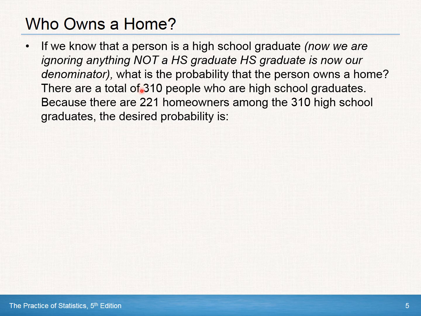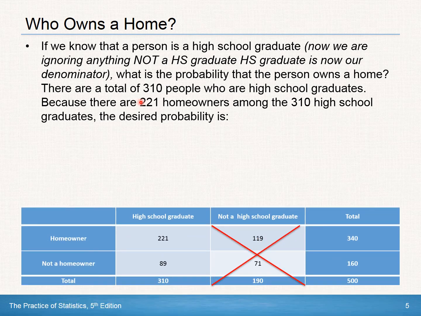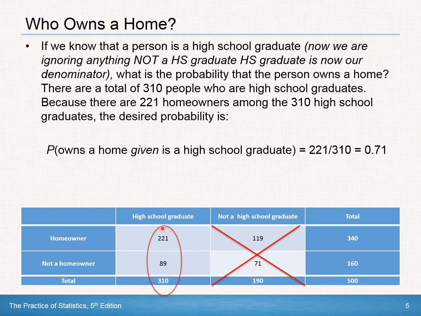So there are a total of 310 people who are high school graduates. Because 221 are homeowners among the 310, the desired probability is the following. Okay, so if we take a look at our table, in the last column, it was given that they were a homeowner. So we already knew that they were a homeowner, so we were crossing everything else out. In this case, we are given that they're a high school graduate. So we're essentially getting rid of everybody that's not a high school graduate. All right, so what's the probability that they own a home given they're a high school graduate?